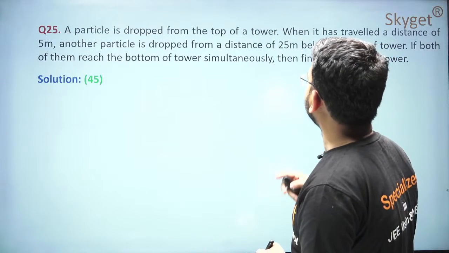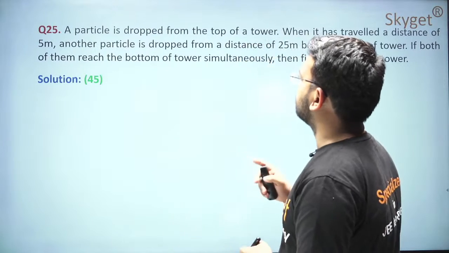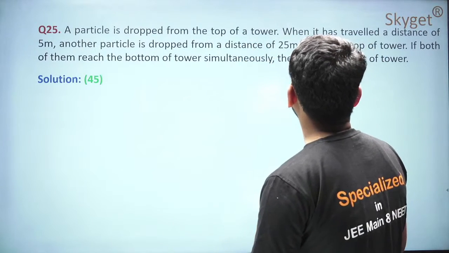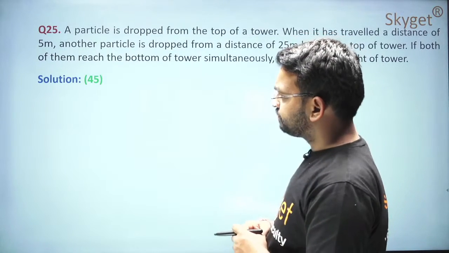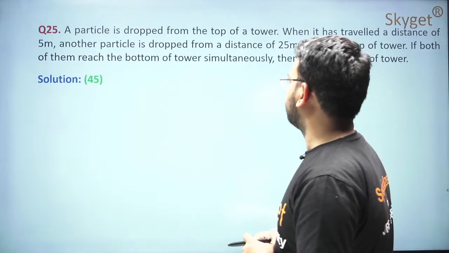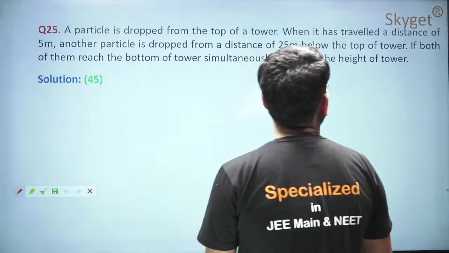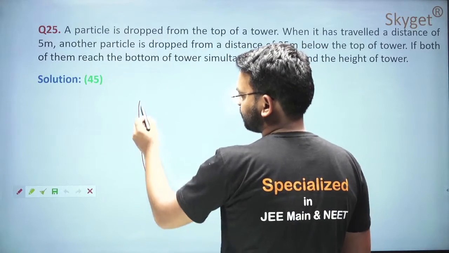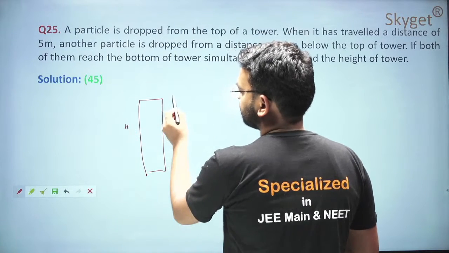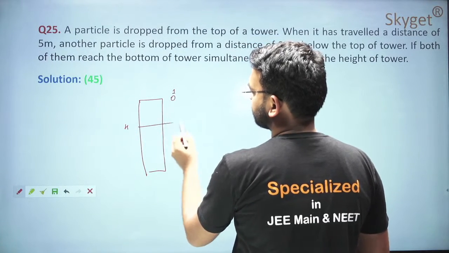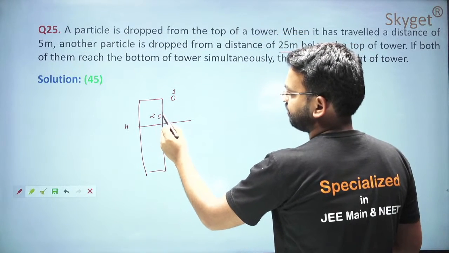A particle is dropped from the top of the tower. When it has traveled a distance of 5 meters, another particle is dropped from a point 25 meters below the top of the tower. If both of them reach the ground simultaneously, they're asking to find the height of the tower. Let's suppose this is my tower, the total height is h, this is object 1, and the second object will be somewhere here, because they are saying 25 meters below. So this height is 25 meters.